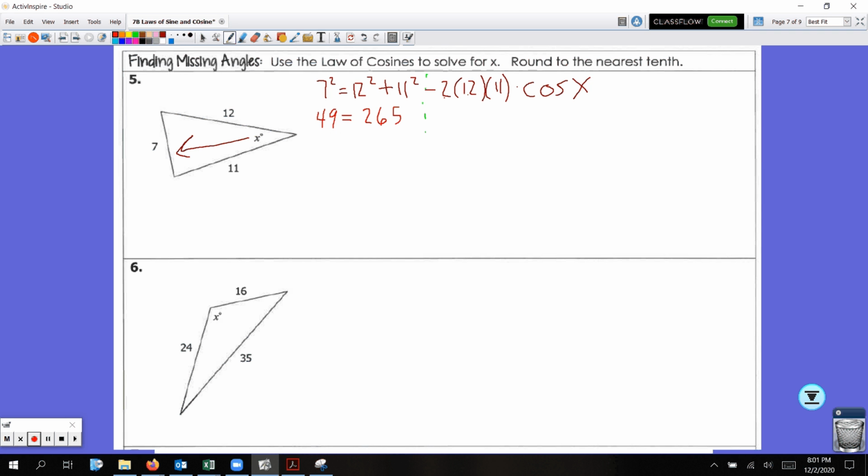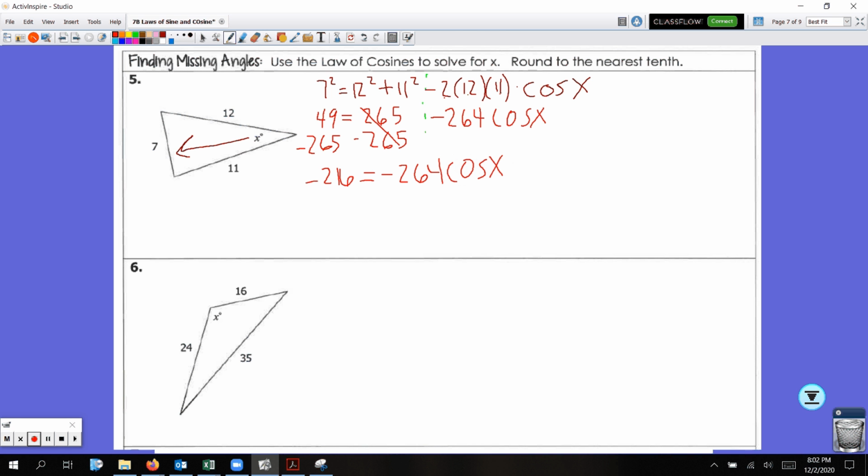If we figure out what negative 2 times 12 times 11 is, that's negative 2 times 12 times 11. On this side, we have negative 264 cosine x. First thing you're going to do is subtract this 265. Right, that's gone there. 49 minus 265 is negative 216. That is equal to negative 264 cosine x.